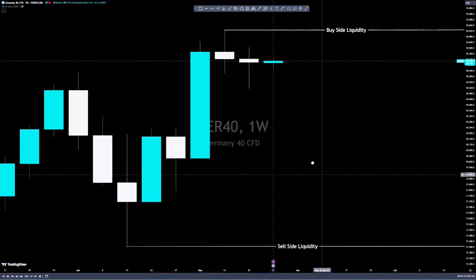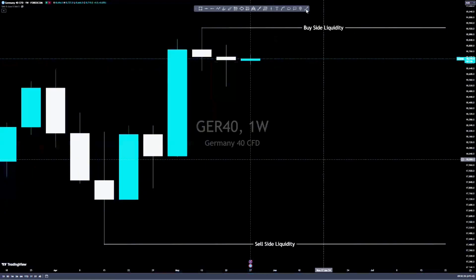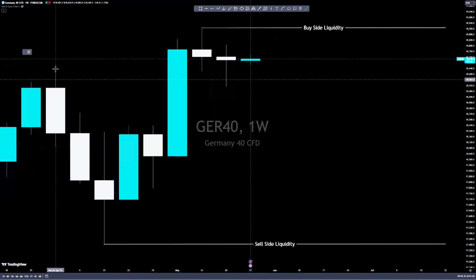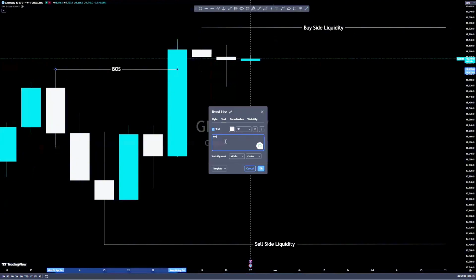Okay, let's continue. Then the next thing that I'm going to mark is the break of structure. The reason why we mark the break of structure is because it's showing us that price is still continuing with its trend, right? So it's telling us the same thing. I'll also do this manually just to save time, but then I'll mark it as BOS. Right, so this will be a break of structure here.